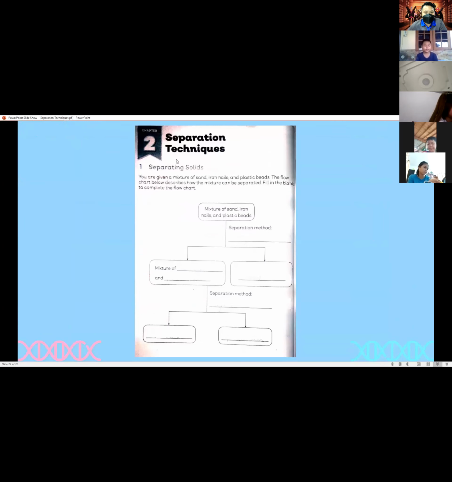So this one, separation techniques. You are given a mixture of sand, iron nails, and plastic beads. The flow chart below describes how the mixture can be separated. Fill in the blanks to complete the flow chart. So this is the mixture of sand, iron nails, and plastic beads. What separation method do you need to do? Sifting. Sifting, very good.